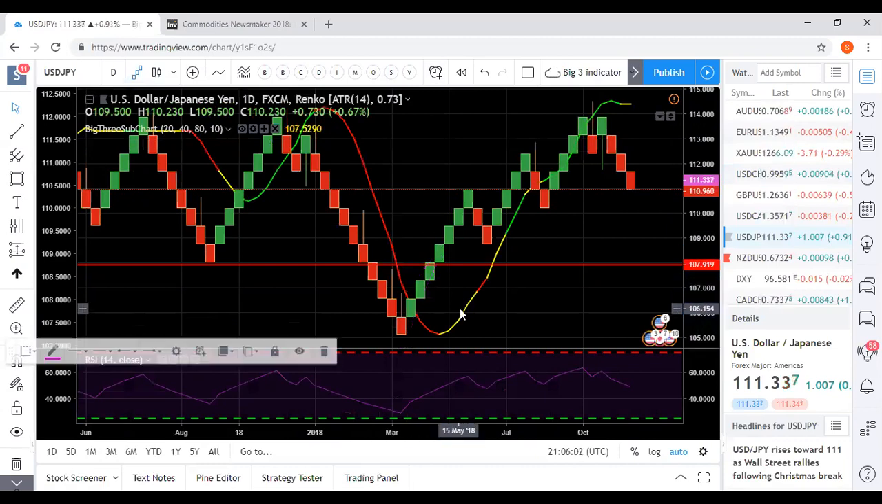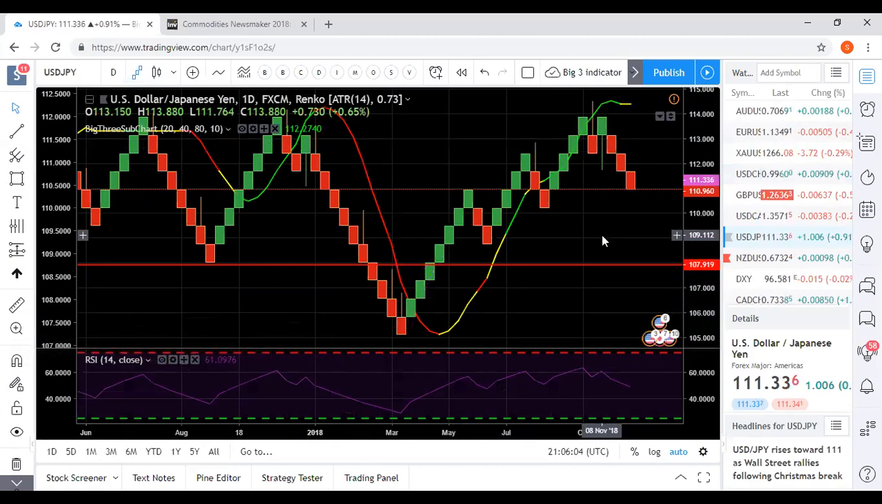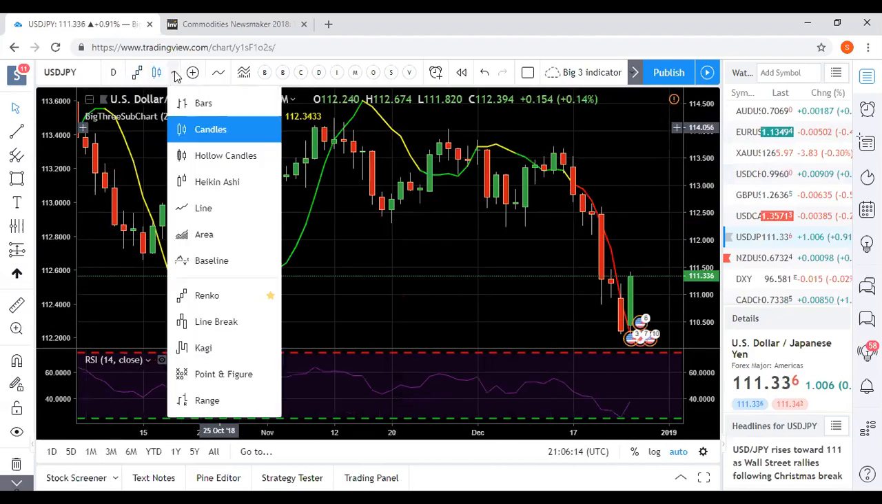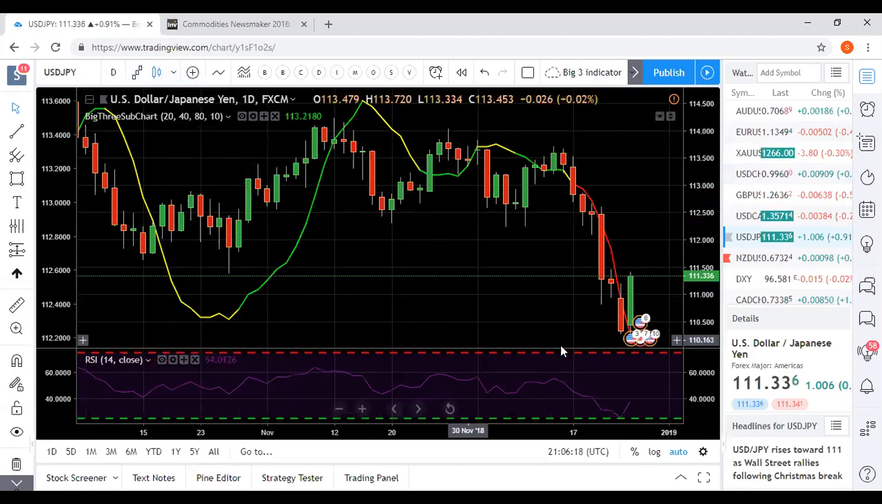I'm expecting this trend to continue for the downward movement. But what I would say to you guys is wait for it to come back up to this region again, the 113 to 113.4 region. The reason why I say this is that once we change the charts back to candles, you will see why.